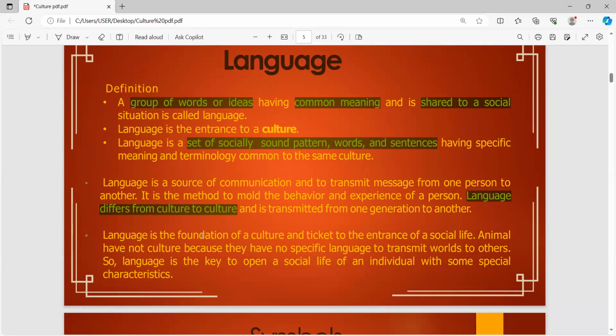And more explained here, language is the foundation of culture. The basic requirement for a culture is language. So we can say it's the foundation, one of the components of culture, and a ticket of entrance to social life. If we don't know the language, we can't share our thoughts with different nationalities. That's why it's like a ticket to social life. You know that animals have no culture because they have no specific language to transmit words to others.